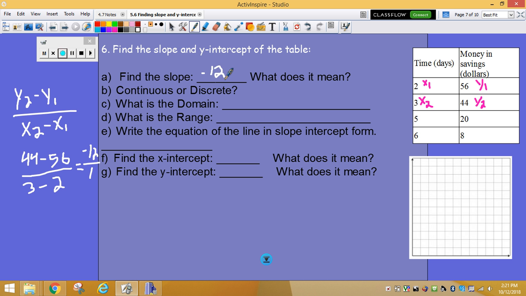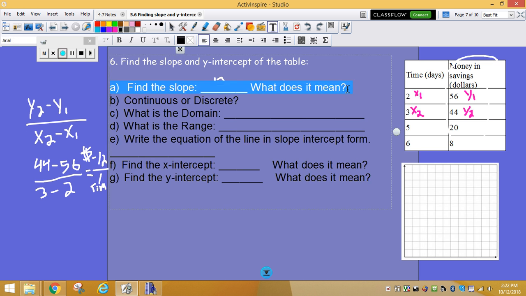Okay, what does it mean? Okay, so remember on top are my y's. So I'm going to look right here. My y's mean money in savings. So that's money in savings. And my x, which are on bottom, are my time in days. So what does it mean? It means you are losing, because it's negative. I'm going to actually type this out.